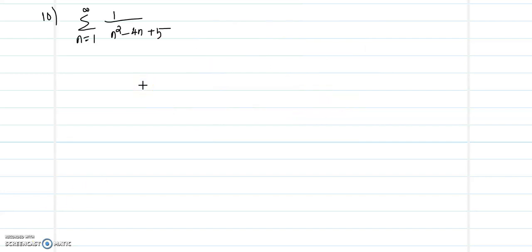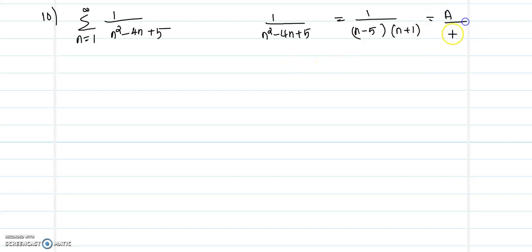Next one we have summation n equal to 1 to infinity 1 by n square minus 4n plus 5. So 1 by n square minus 4n plus 5 will be equal to 1 by (n minus 5) into (n plus 1). So this will be equal to a by (n minus 5) plus b by (n plus 1). So we will have 1 equal to a into (n plus 1) plus b into (n minus 5).